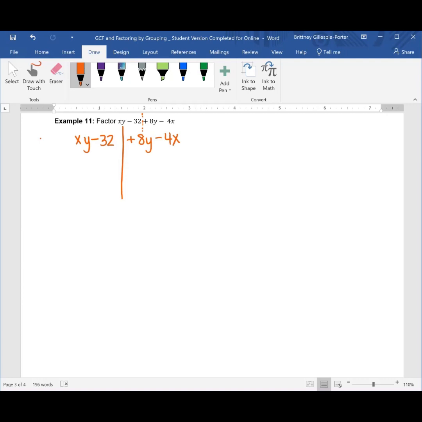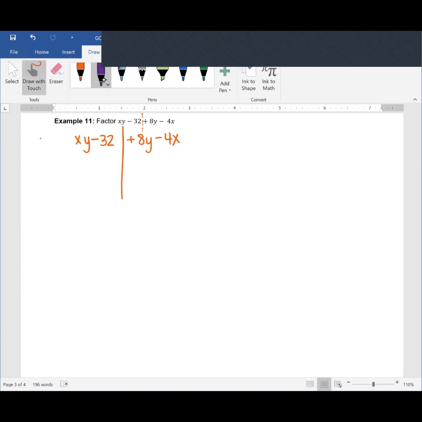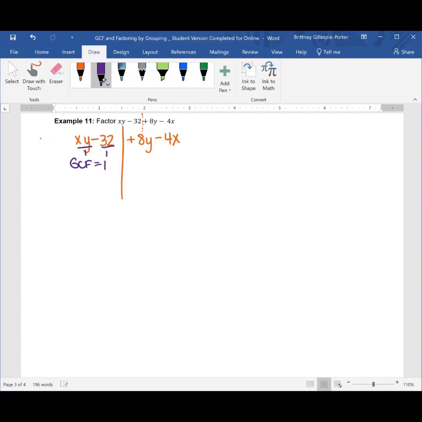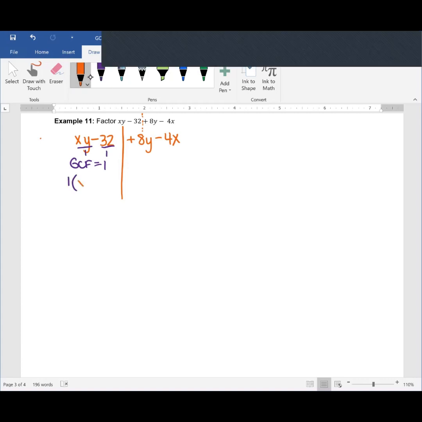If I look on the left-hand side, x, y, and 32 have nothing in common. They have a GCF of 1. So it's like I'm dividing both of those by 1, but it really doesn't get me anywhere. However, whenever I have a GCF, I make sure that my GCF comes out front and I open a set of parentheses.